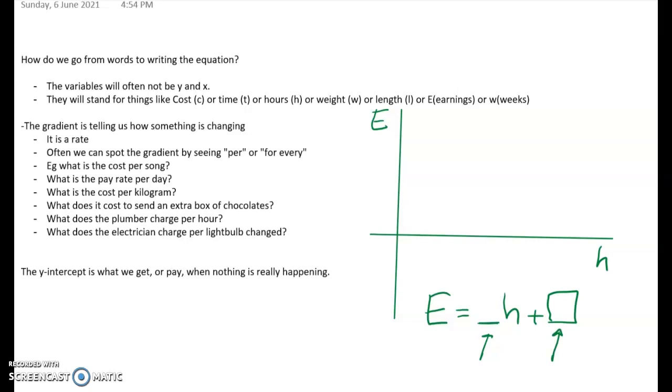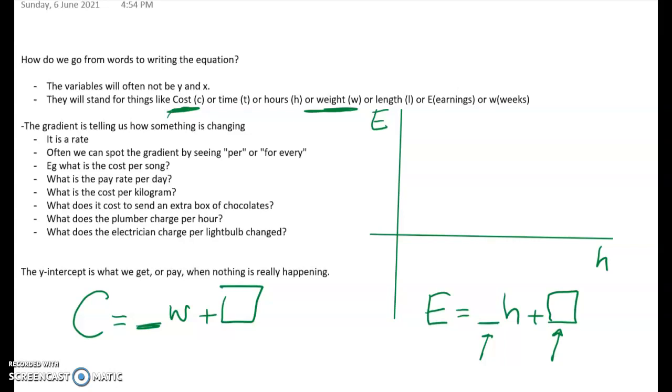Or if we're doing a question about the post office, we might have the cost of a parcel, and it might depend on the weight of the parcel. So then we'd have c is equal to something times w plus some number here.